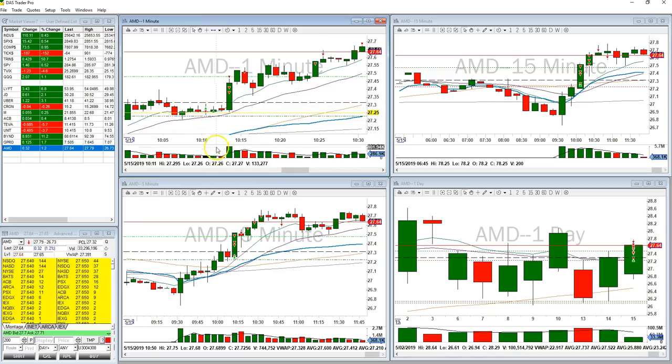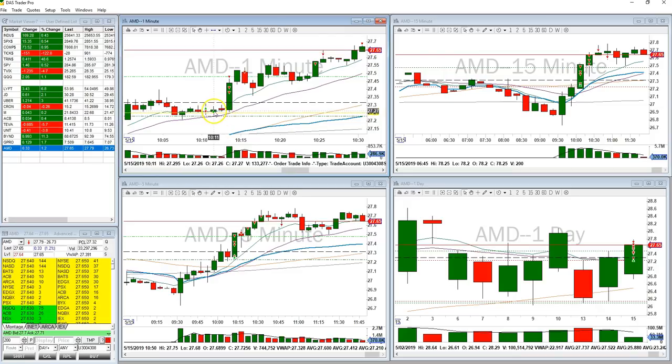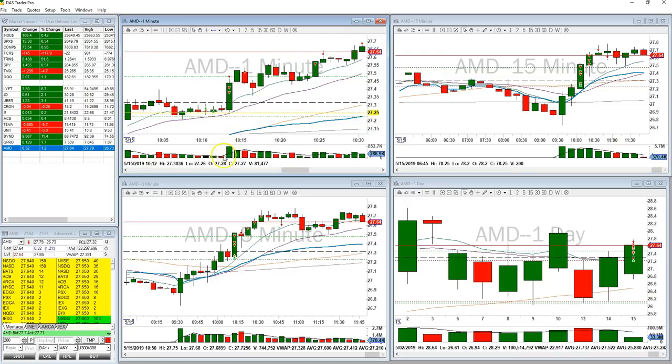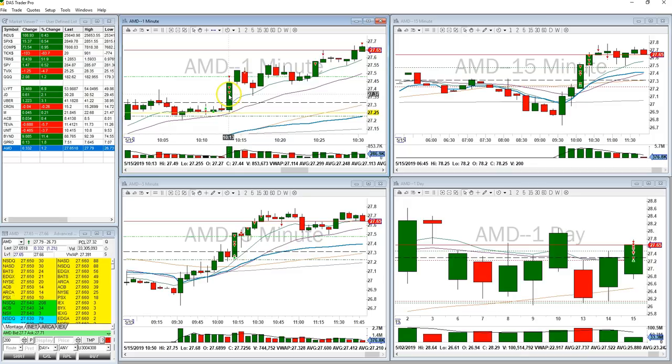So here we got the low volume. I'm in here. You see it's holding my 27.25. And then it happens. The volume comes in and we get a nice move up.